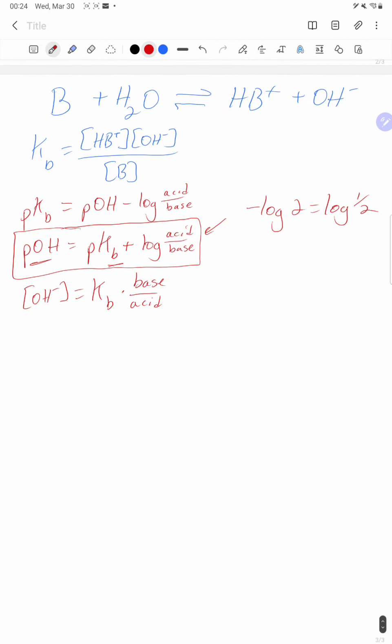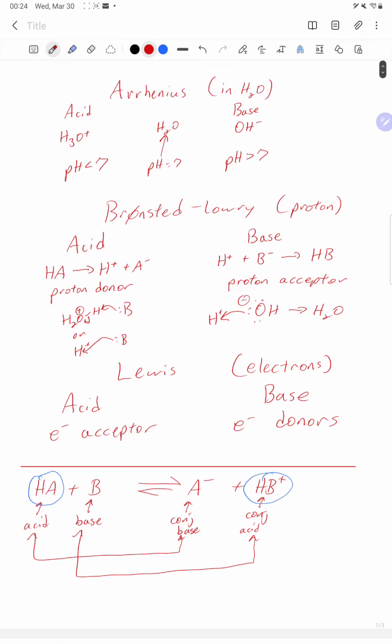So far we have seen various equations to relate these together. We get the concept of acids and bases being Arrhenius. Let's just go back to the top. The Arrhenius acids and bases produce H3O plus or OH minus in solution. We have the Bronsted-Lowry acids and bases, where they are proton donors or acceptors. And the Lewis acids and bases, which are electron acceptors and electron donors.